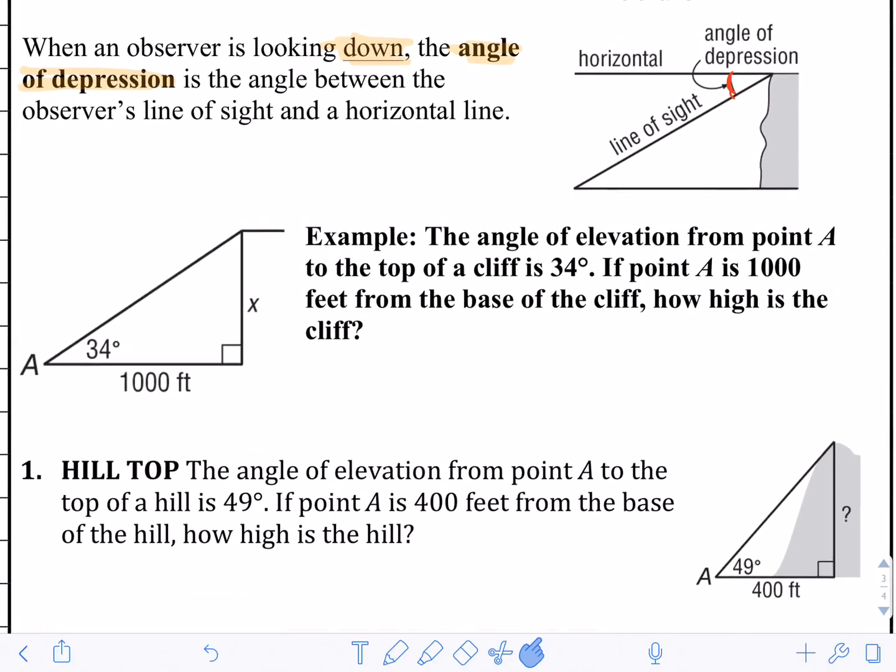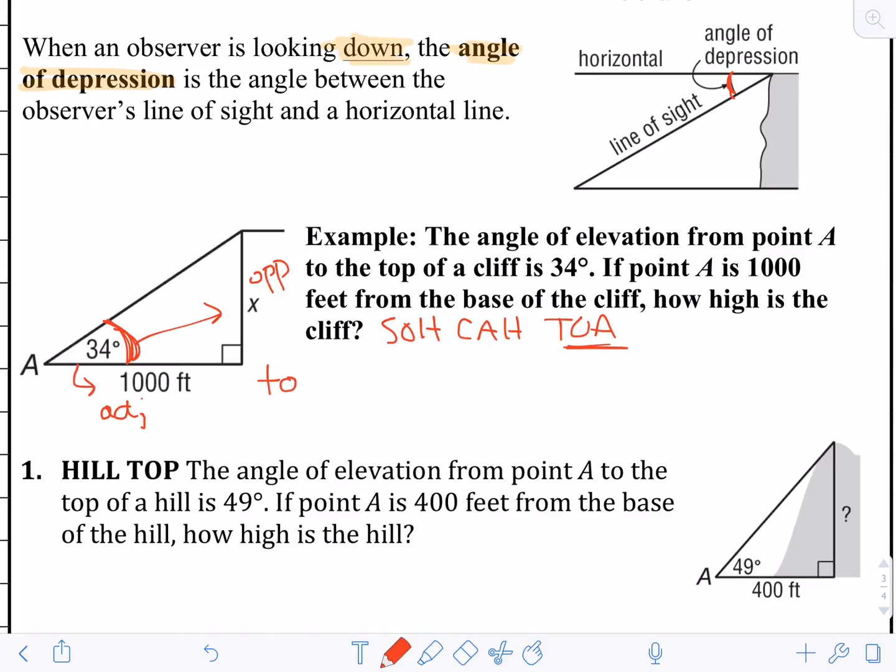The first one says the angle of elevation from point A to the top of a cliff is 34 degrees. If point A is 1,000 feet from the base of the cliff, how high is the cliff? So again, we have a right triangle. We know our angle of elevation is 34 degrees, so this is the angle we're going to look at. So this x is opposite, and this 1,000 feet is adjacent. Okay, so if you remember SOHCAHTOA, you are going to want the opposite and adjacent, which is tangent.